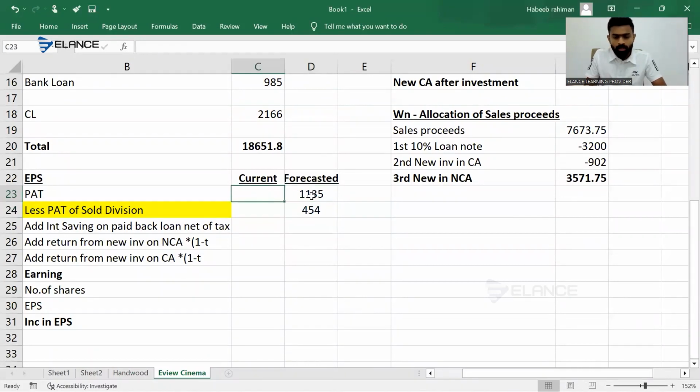So this is the current total, and the same will be here. So this has to be reduced, right? This has to be reduced. So in order to make it positive, I'll put a negative. So these are the figures.